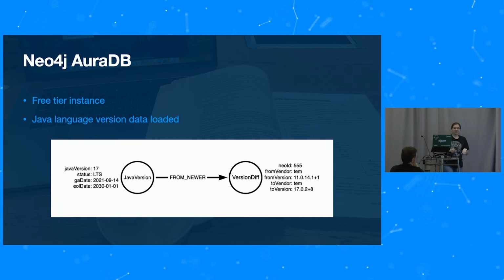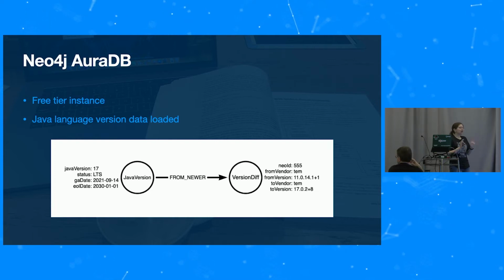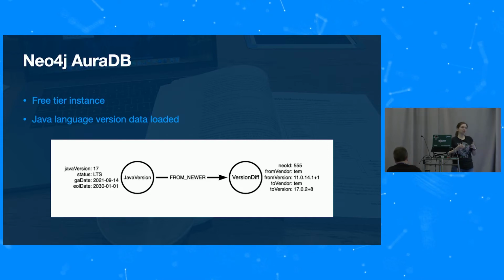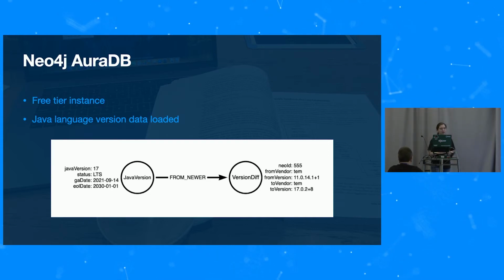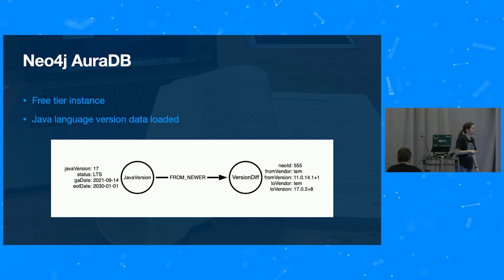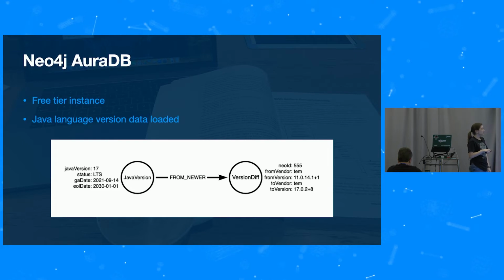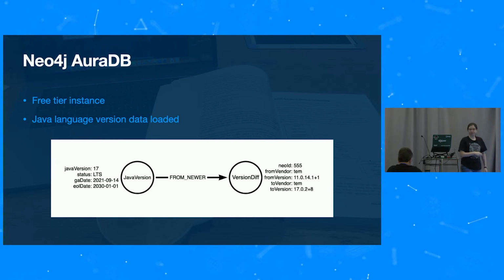And I have Java language version data loaded. Now I have links out on my GitHub repositories for how I loaded that data, where the data is coming from, and so on. But this is the data that we have in our system for now. So we have Java versions and we have version diffs. And we're going to look at the diffs between Java versions, right? Makes sense.